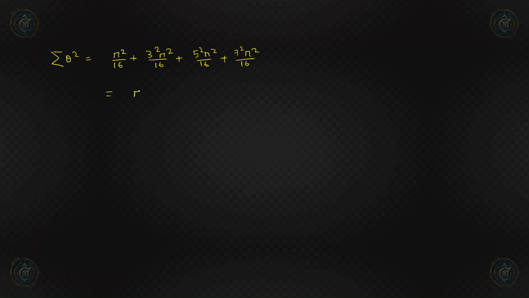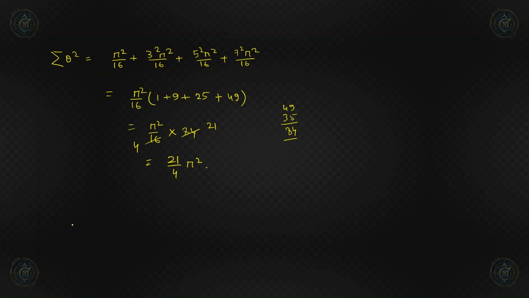Okay, so pi square by 16 we can take as common, and then it will be 1 plus 9 plus 25 plus 49. That means pi square divided by 16 times 35 plus 49. So 35 plus 49 will be 84, which means if we cancel by a factor of 4 here, 4 4s are 16 and 4 21s are 84. So it comes out to be 21 by 4 times pi square, right?